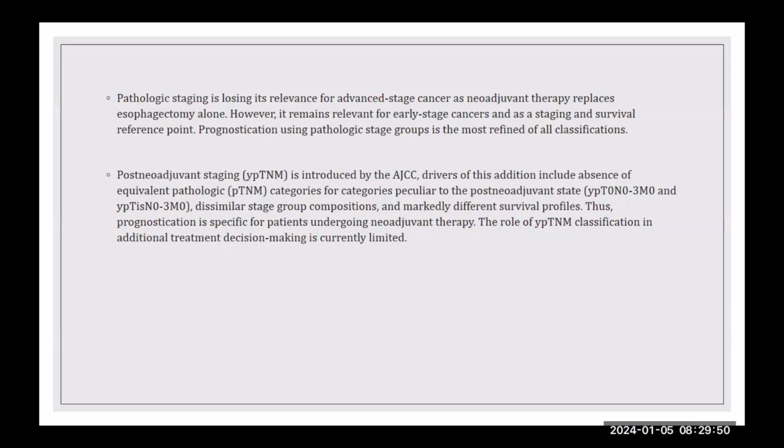And post-neoadjuvant chemotherapy (yPTNM) staging is introduced by AJCC because of the absence of any equivalent pathological TNM categories for these cases, which particularly arise after neoadjuvant chemotherapy, which are P0, N0-2/3, M0, and PIS, N0-2/3, M0, and markedly different survival profiles in these patients. Thus, prognostication is very specific for the patients who are undergoing neoadjuvant chemo. But the role of this post-neoadjuvant chemotherapy PNM classification in additional treatment decision making is not currently clear.